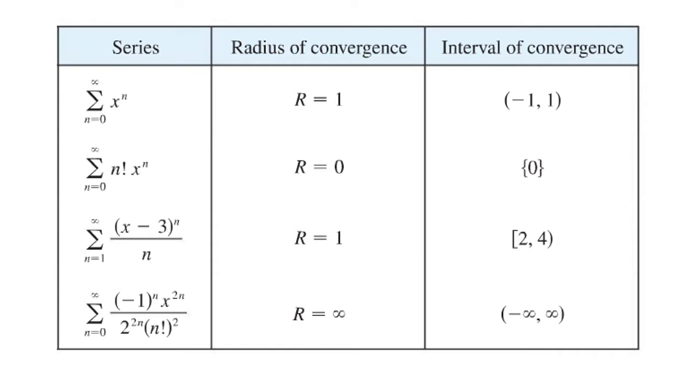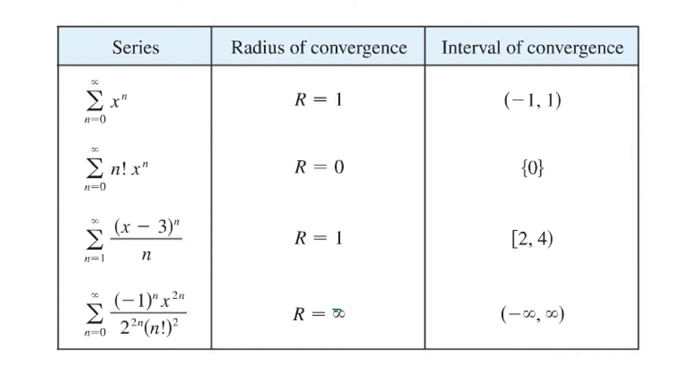Or if it's been shifted, you have something like x minus 3 where your radius is 1, so you have to go 1 away from 3, so it goes from 2 to 4, not negative 1 to 1. Or on the bottom one, this one converges everywhere. So the radius of convergence is infinity, and those are actually the best ones to do, because if your radius is infinity, then we don't have to check anything.